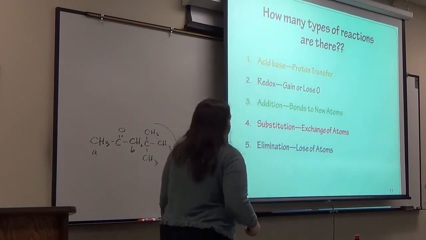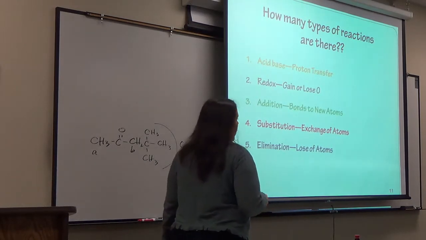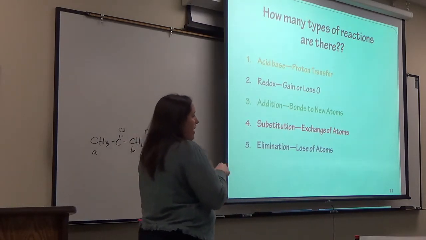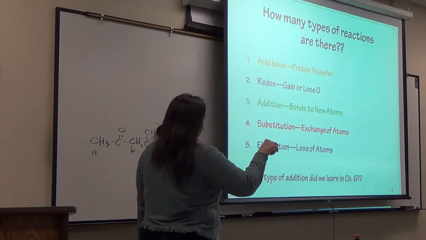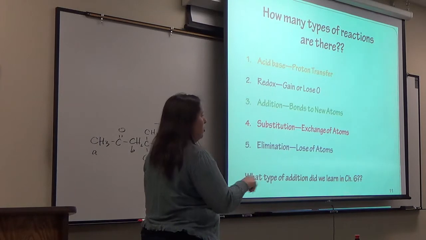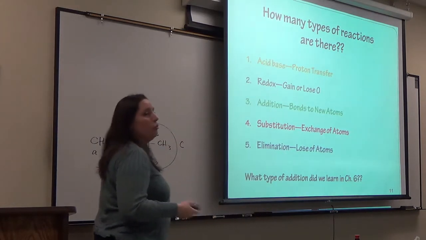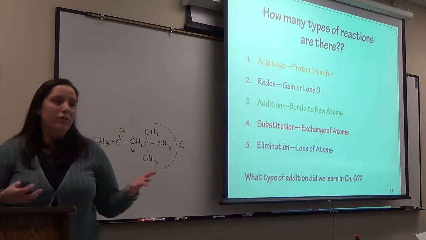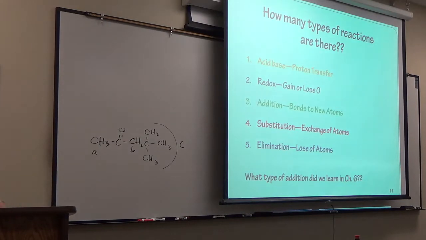Now, today, we're going to go for something new. Now, it is on this list already. It's called addition. Okay, but do you remember what kind of addition it was in chapter 6, or what kind of group gets added? Halogenation? Not halogenation. Even though halogen can be added, those are usually called electrophilic.